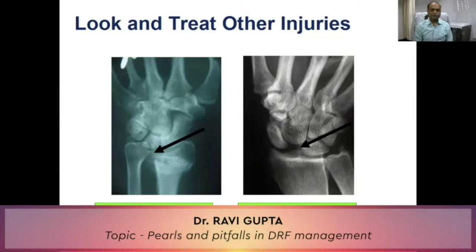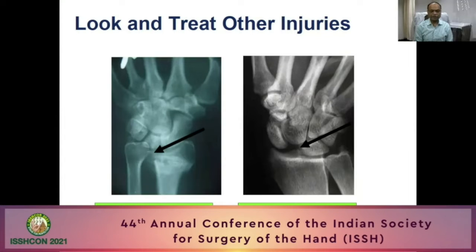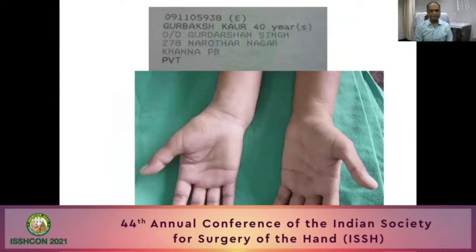Similarly, we should not miss the associated injuries. This is another pearl. If you miss a distal radioulnar joint dislocation or a scapholunate or lunotriquetral injury, then your results are not going to be good, even though you have restored the radius anatomy. So you have to look for these injuries, diagnose them, and treat them at the same time.